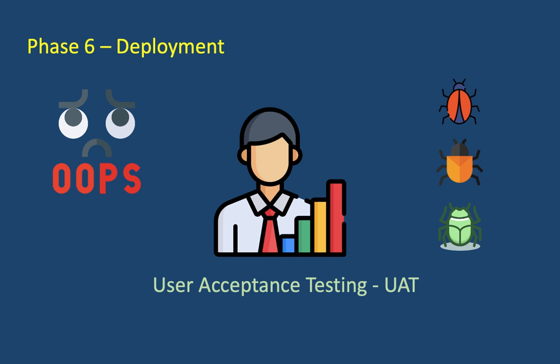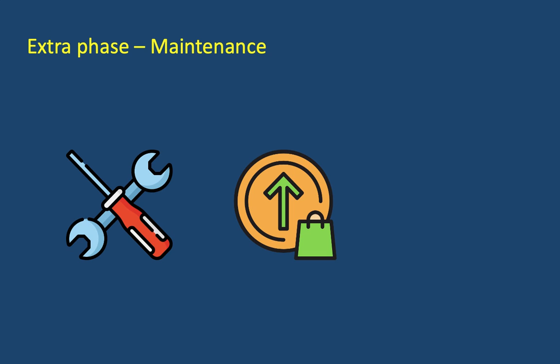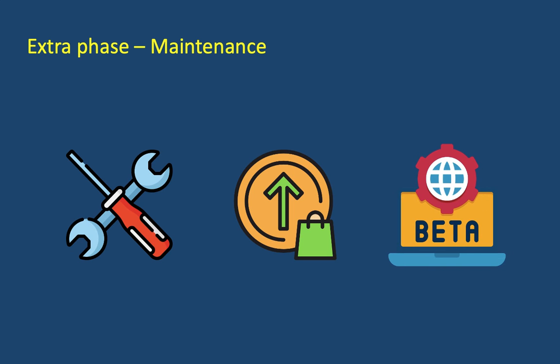Therefore, one extra phase is added to the software development cycle, and it's called maintenance. In this phase, some bugs are reported, fixed, the software is upgraded to the newer versions of the software, or some new features are added to the existing software. All these activities occur in the maintenance phase. Alright, we covered all possible software development lifecycle phases.